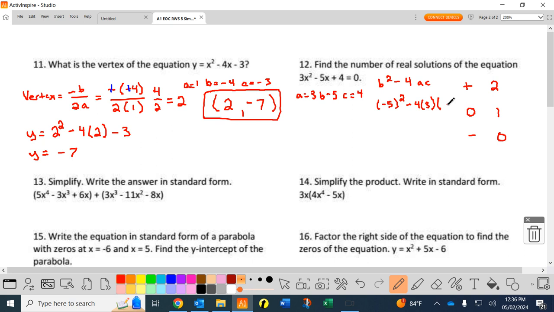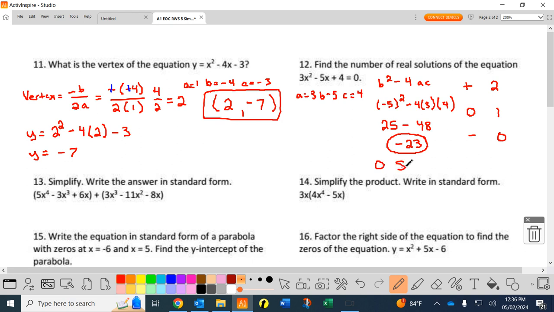When you work this out on the calculator, it's going to be 25, because a negative times a negative is a positive, minus, and then the second part of that is going to be 4 times 3 times 4. Actually, it's -4 times 3 times 4, which is going to be -48. When you do that subtraction, that's going to give you a total of -23. And since we have a negative discriminant, that means we are going to have 0 solutions.